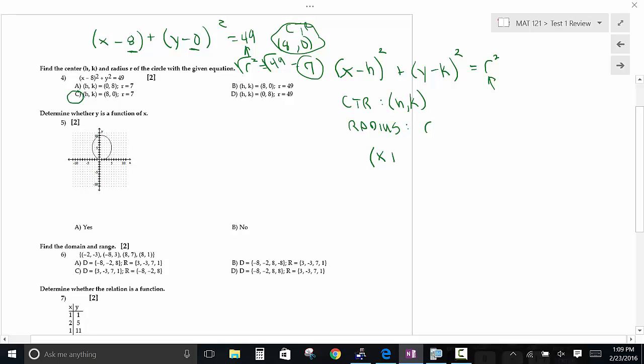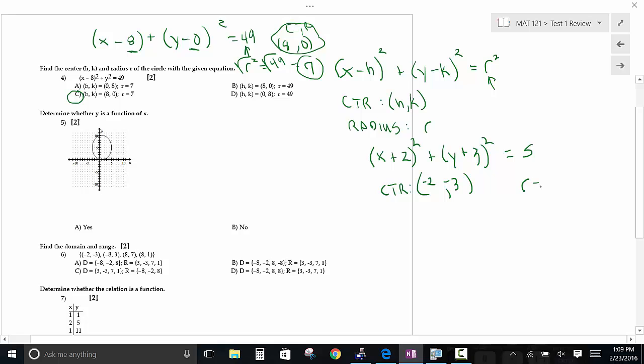Now let me remind you of one thing real quick. What if you had (x plus 2) squared plus (y plus 3) squared equals 5? I can ask this in all kinds of different ways. What would the center be? Not 2, 3. Be careful. Negative 2, negative 3. The sign has to go opposite. And then the radius would not be 5. What would it be? Square root of 5.